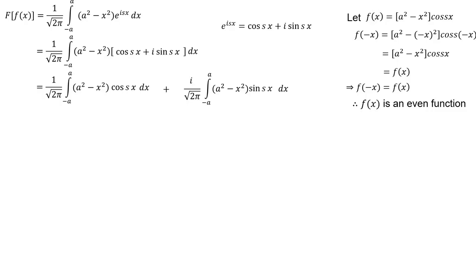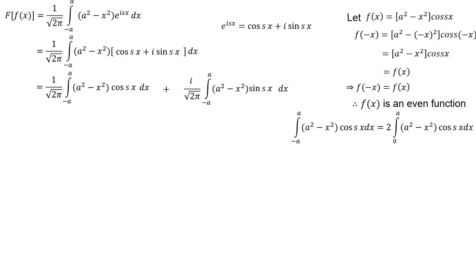And we know the property of integration: the integral from −a to +a of f(x) dx can be written as 2 times the integral from 0 to a of f(x) dx, only when the function f(x) is an even function.